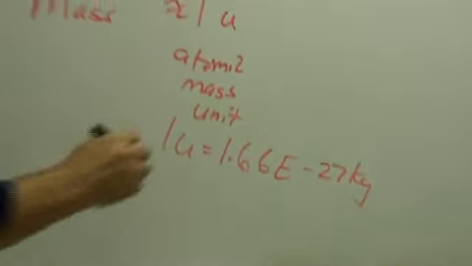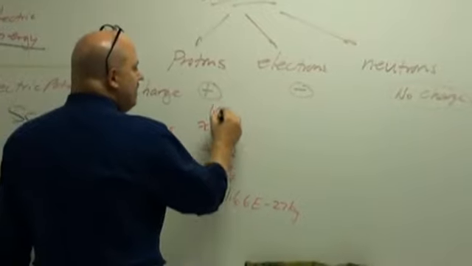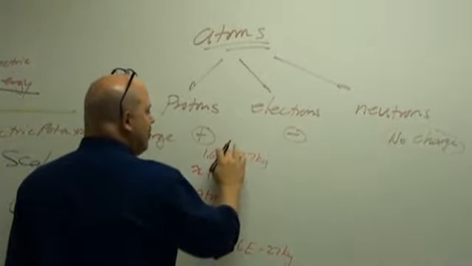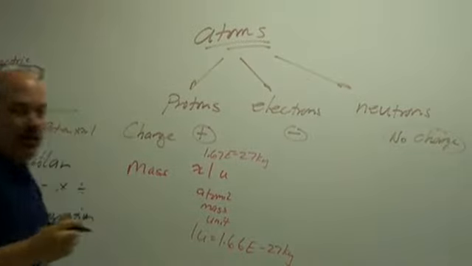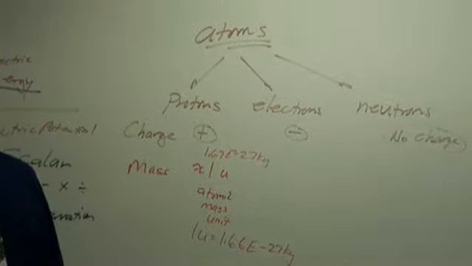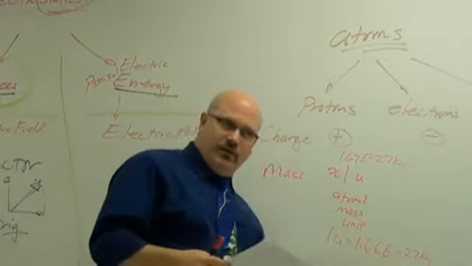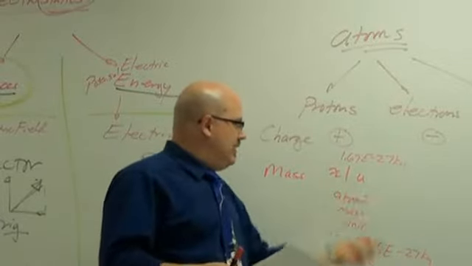The mass of a proton is actually 1.67 times 10 to the negative 27th kilograms. That's its actual mass. It's almost 1 atomic mass unit. There's a slight difference, which we'll talk about when we get to modern physics, about why there's a mass deficit here. It's a little bit less.